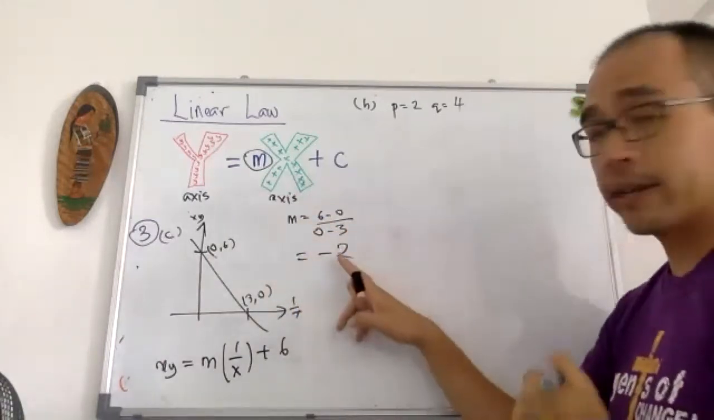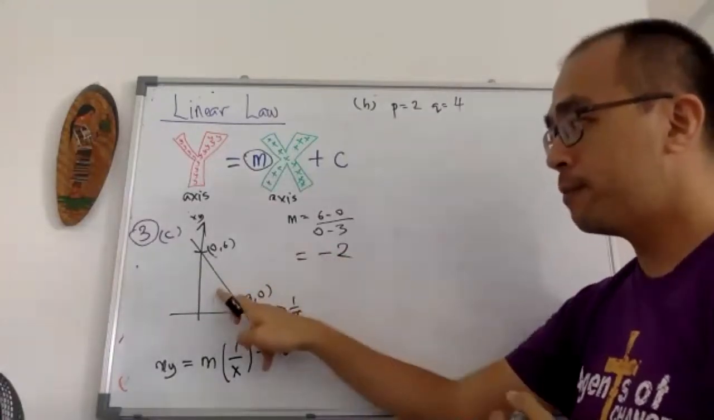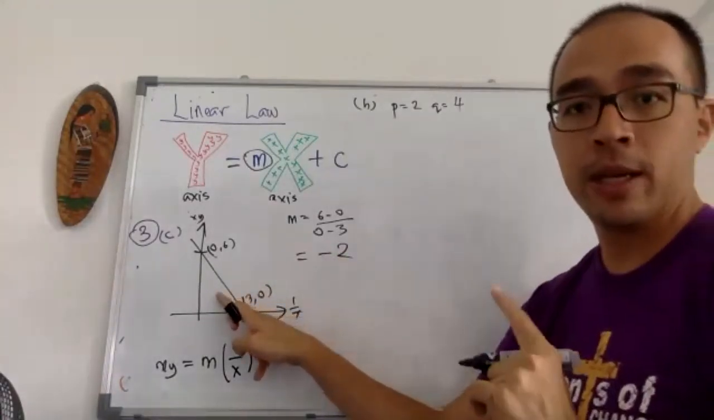Okay, whenever you get the gradient, take a look at the line and see whether it makes sense. Negative or positive? Memang negative.